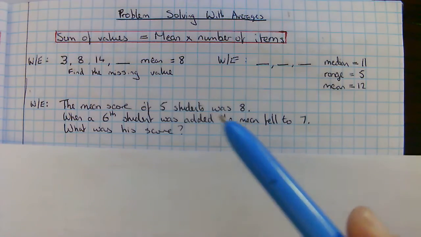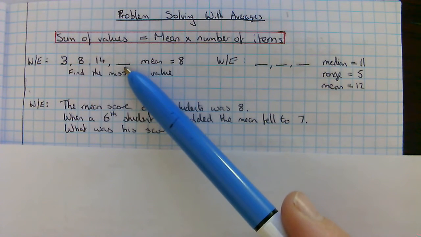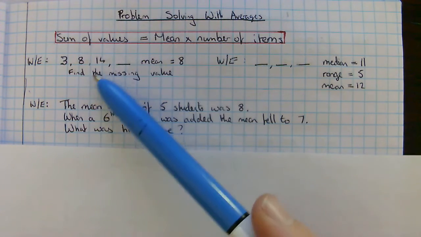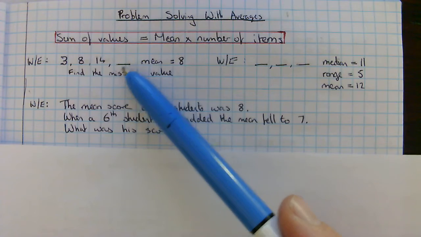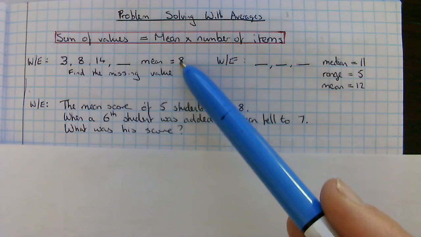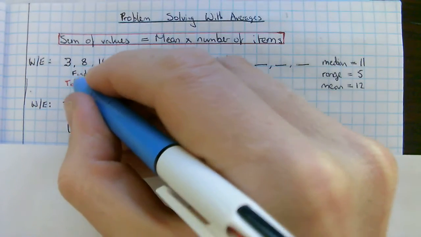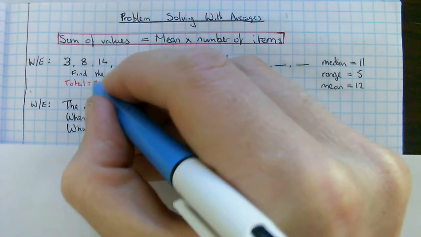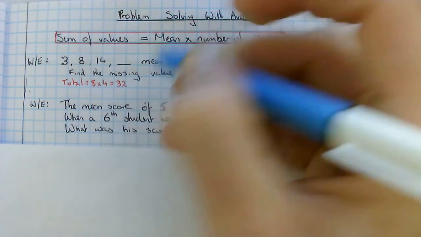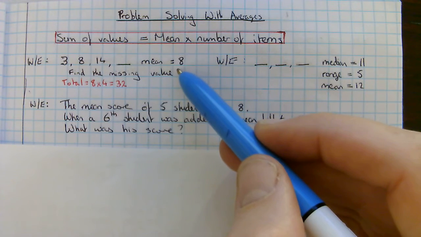So on the first example, we're told we've got 3, 8, 14 and some other number, and you're told that the mean of those numbers is 8. Well, there's 4 numbers including the missing one, so if the mean is 8, I need to work out what the total is going to be. Well, the total is going to be the mean times 4, so the total equals 8 times 4, so that must be 32. And I can check that, because 32 divided by my 4 items would have given me my mean of 8.